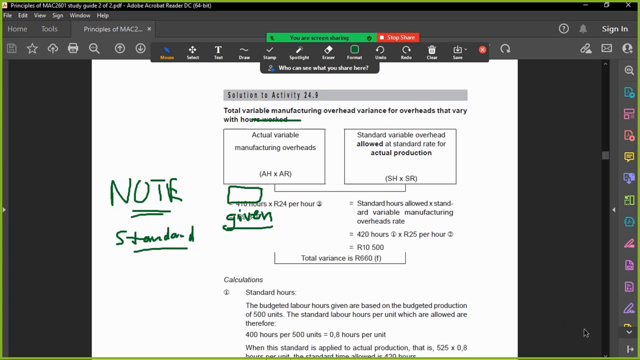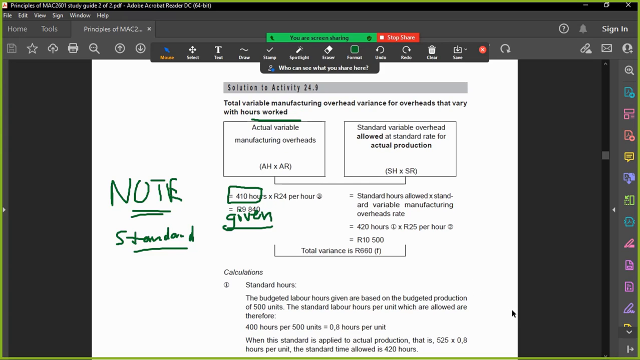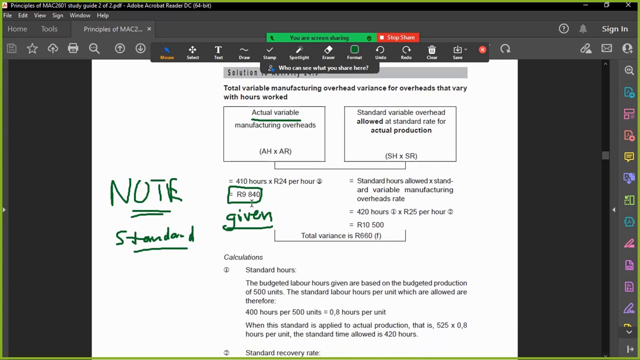If I just go back, let me highlight the right thing there. You can see they're taking into consideration the actual hours versus the rate, because they want to know how much it actually cost in terms of the overheads for this particular business. So this business spent 9,840. If you split that up, you've got the number of hours and the rate per hour. How did they get this rate? Do you know?